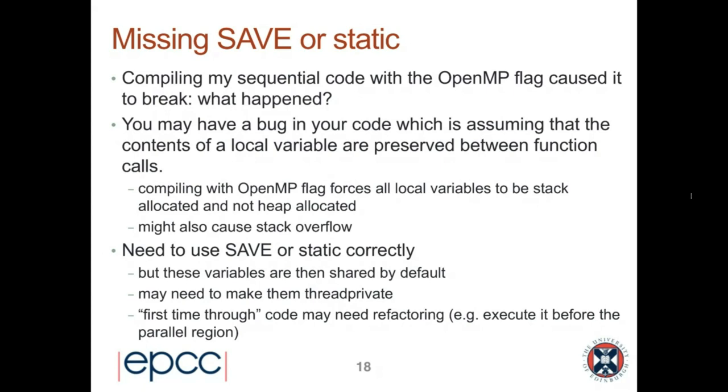One of the problems you tend to come across here, or one common use case for these things, is first time through code. Some people write this pattern where you have a flag that is initially unset. The first time a function ever gets called, some piece of code gets executed. You then set the flag, which is either a save or static flag, and so that piece of code never subsequently gets executed on any other call. That kind of pattern may need refactoring if the first call is going to happen inside a parallel region, because then you have to resolve the race condition somehow.